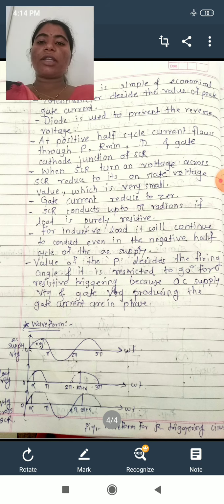In the next lecture, we have to learn the next triggering circuits, that is the RC triggering circuit and the UJT relaxation oscillator triggering circuit for the SCR.